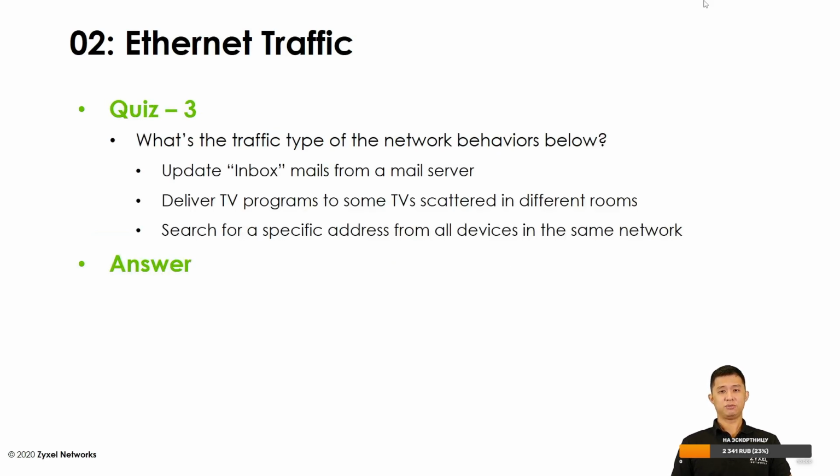In this quiz, we list down 3 applications in the network. Please categorize them to the most appropriate traffic type. The mail receiving is one-to-one connection, which belongs to the scope of unicast. Watching TV programs belongs to multicast. And the third question is actually a network standard called ARP, which belongs to broadcast.